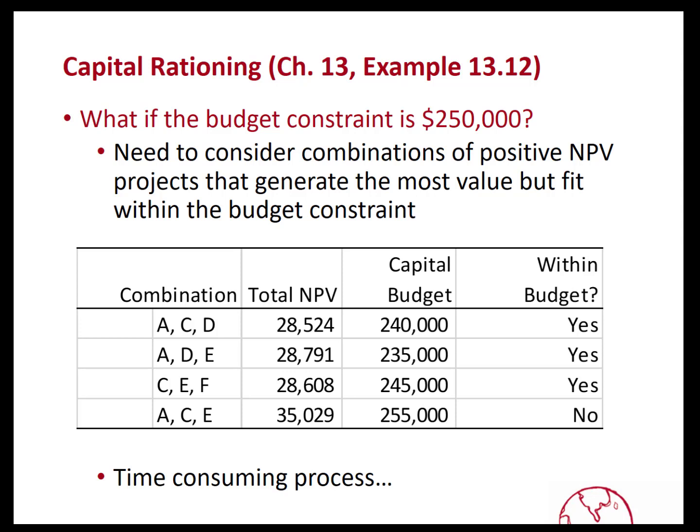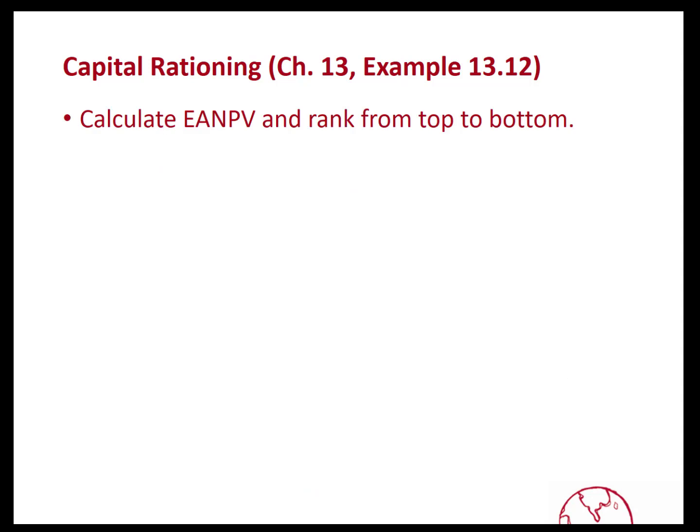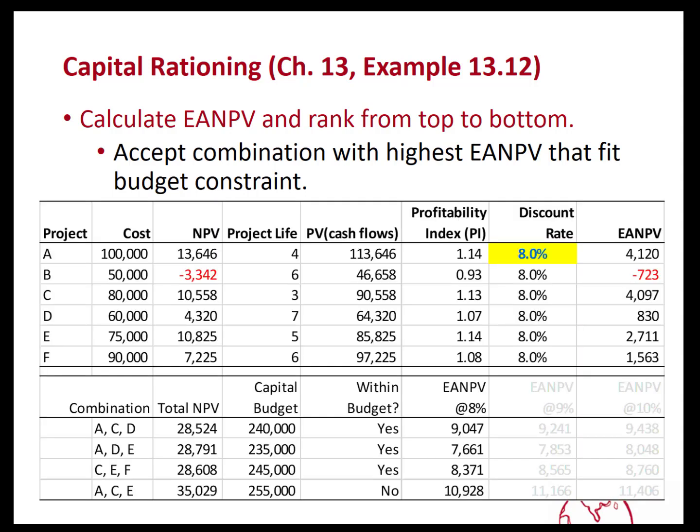This is obviously a time-consuming process and one that you can imagine when there's multiple projects, we would have to spend quite a lot of time to find the right combination. Another way to approach this would be to calculate the equivalent annual NPV and rank from top to bottom. Okay, and then look for the combination that has the highest summed equivalent annual NPV that fits the budget constraint.